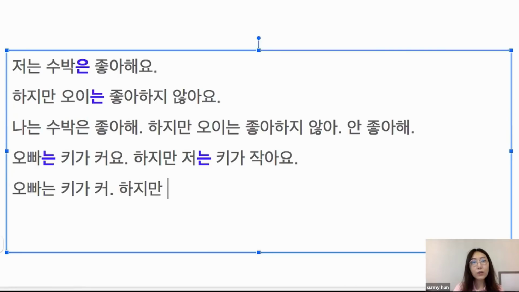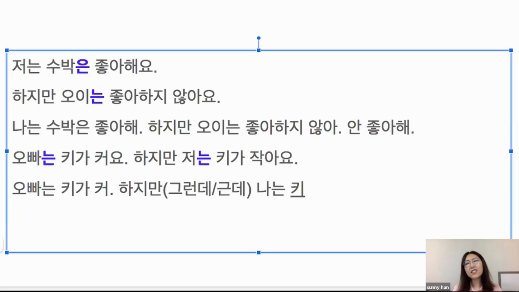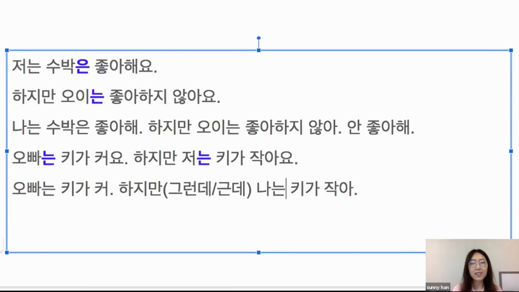하지만, 그런데, 그런데 나 아니야? 나는 키가 작아. 난 아니야. It's fine. 나는 키가 작아. 나는 short way is 난, right? 난 키가 작아.